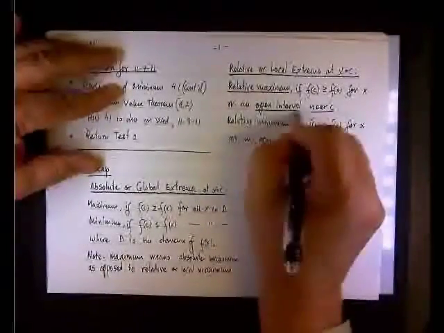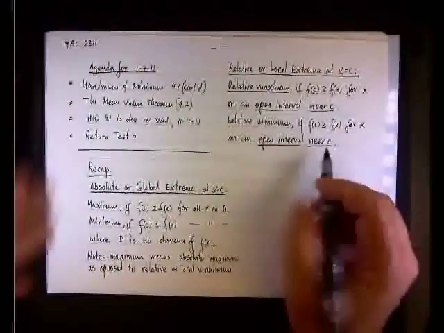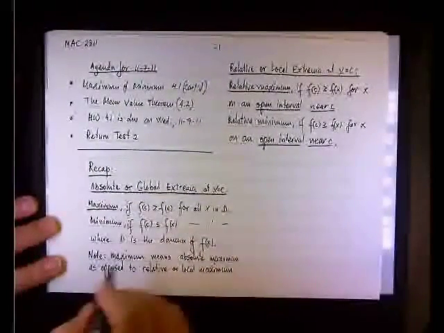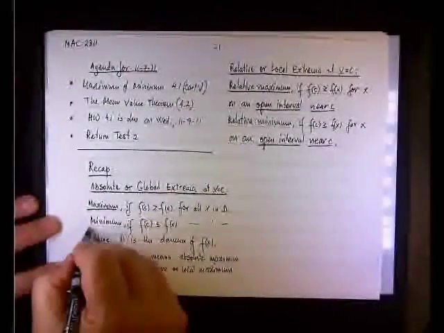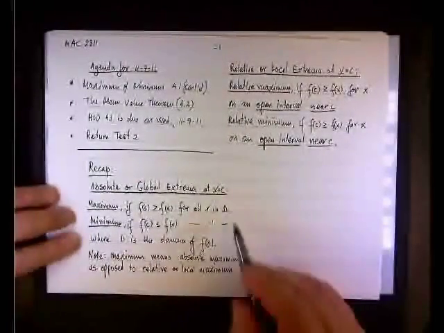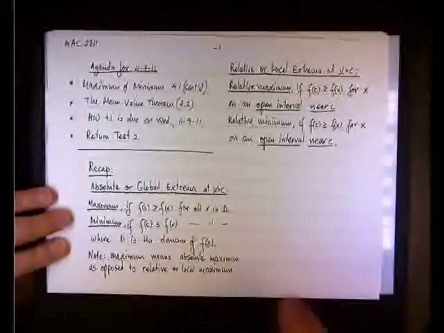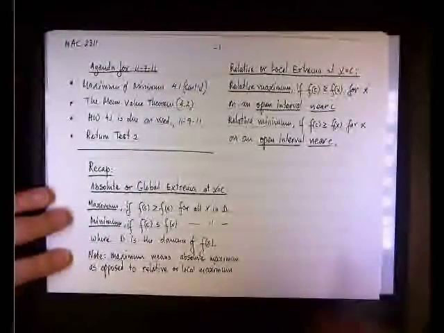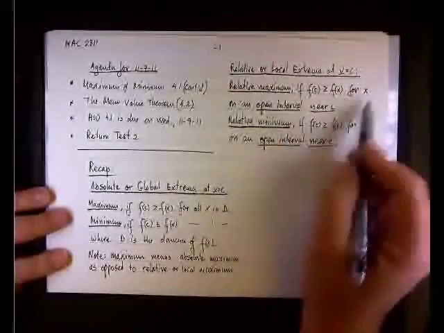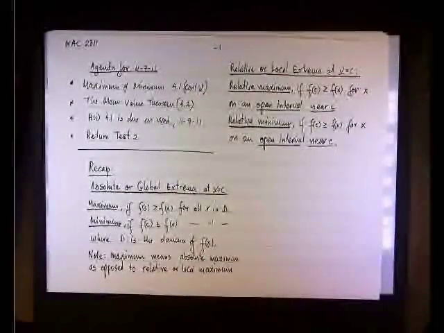For keywords, open interval, near c, let's compare the absolute to the relative. For the absolute, it is for all x in the domain. That's cut and dry. The relative is only on an open interval near x equals c, near that particular value that we are interested in.